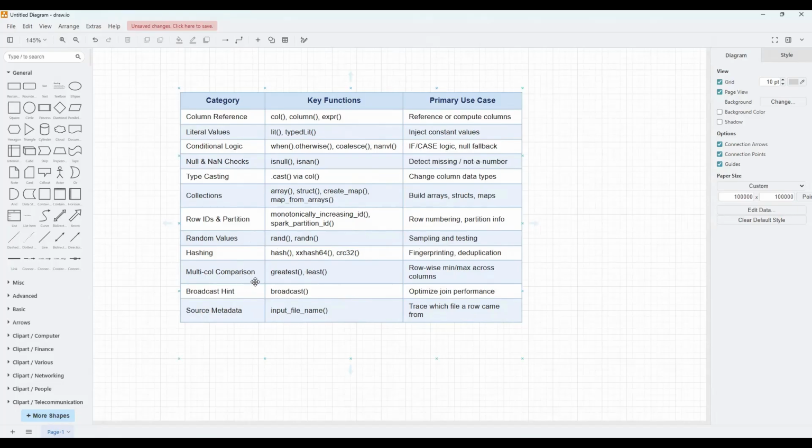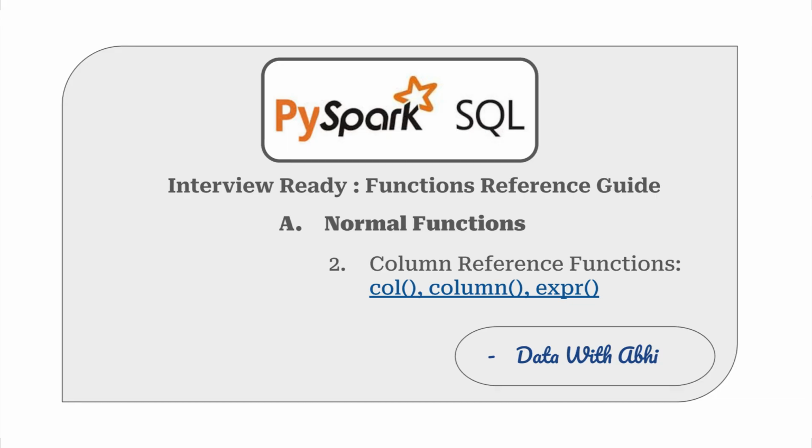Again, there are multi-column comparisons, greatest or least, and broadcast hints or shuffle hash join. We'll see that too. In the source metadata, we'll see input_file_name when we work with Databricks. So we'll start with the column reference functions.